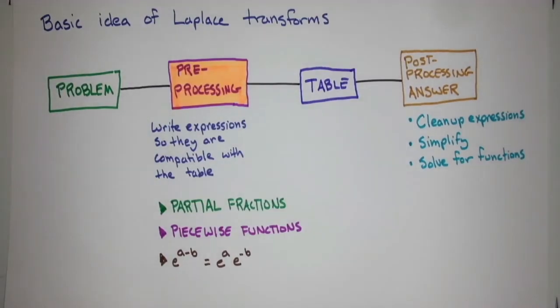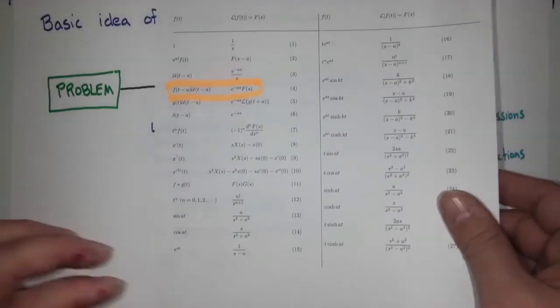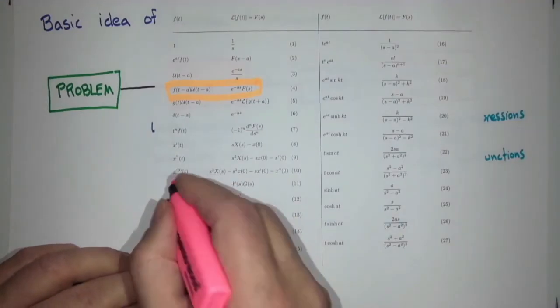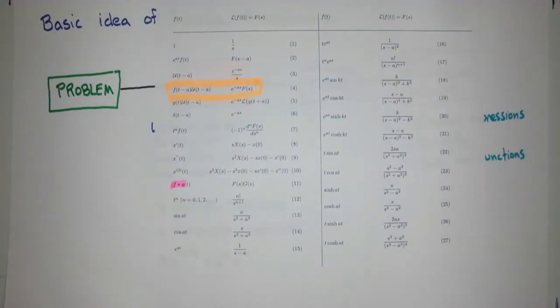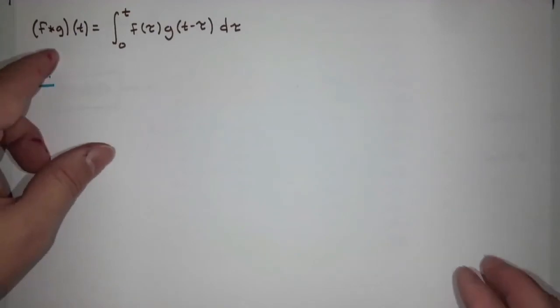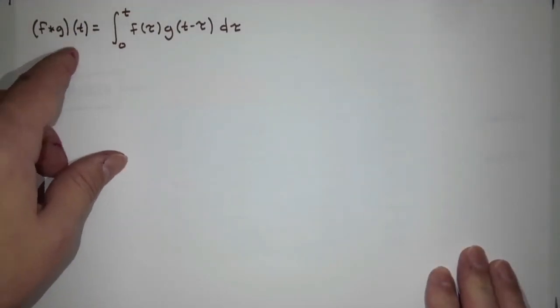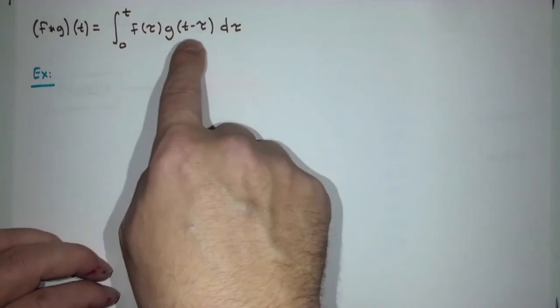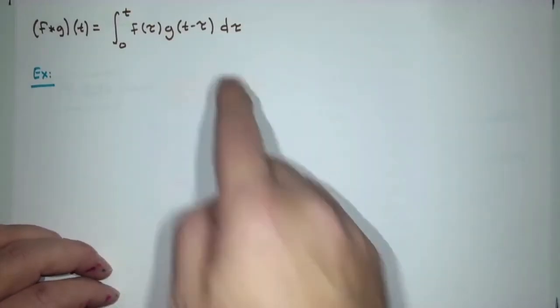The reason I wanted to talk about convolution is it does show up on our table, but it only shows up by saying, hey, there's this thing called f star g, but it doesn't say what f star g is. So I want to make sure you know what f star g is. Do you know it? So f star g, it's a way of combining two functions together. It's the integral from 0 to t, f of tau, g of t minus tau, d tau.